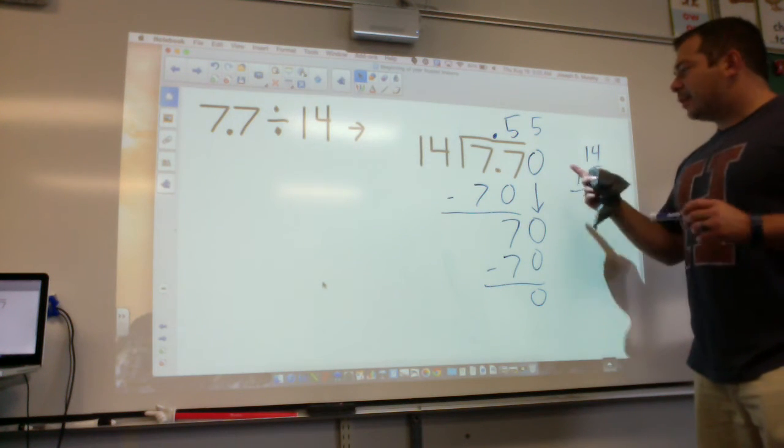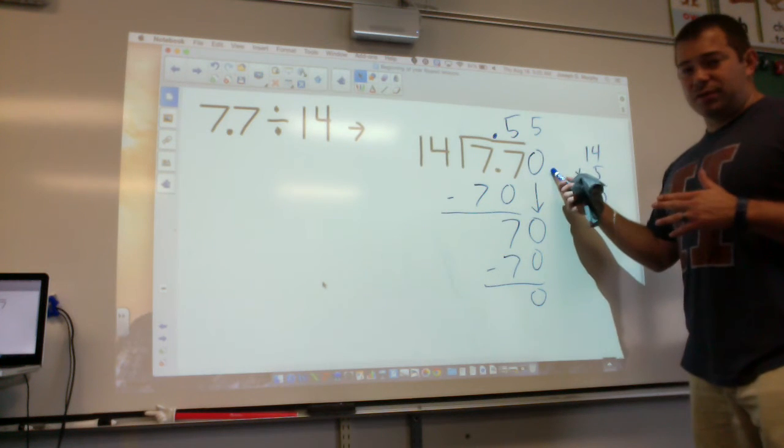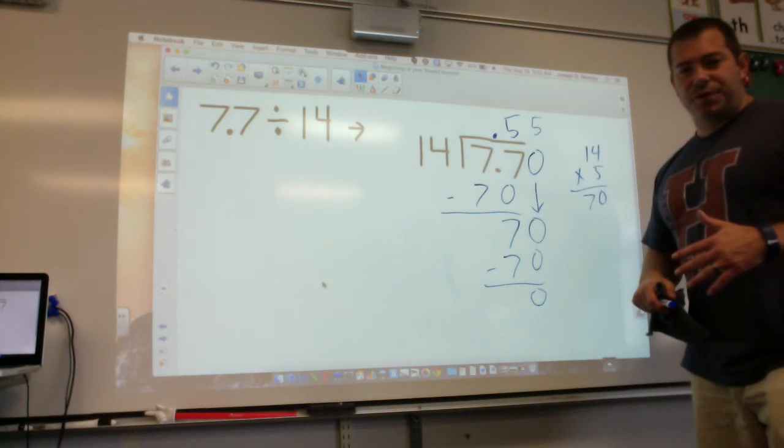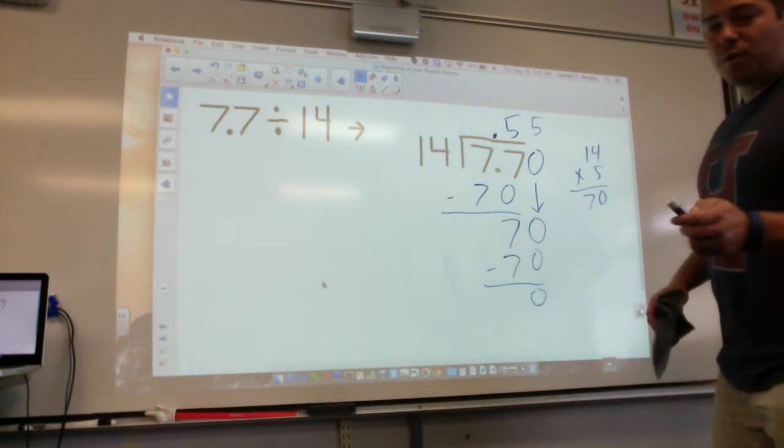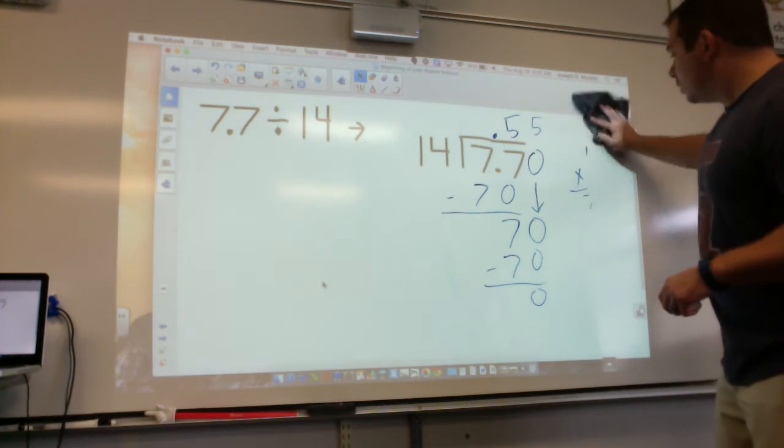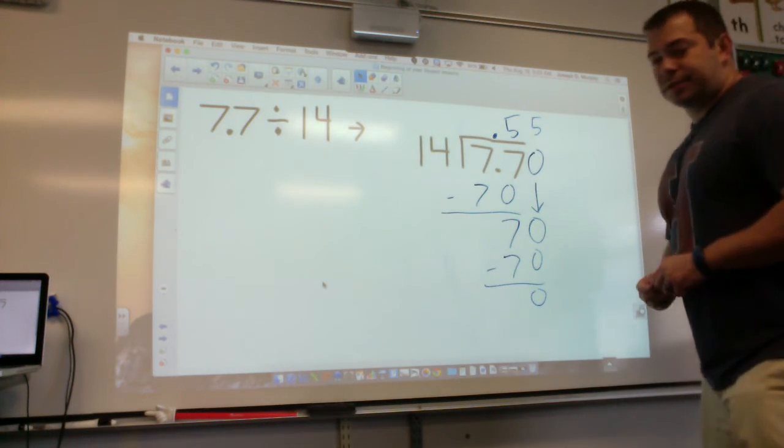It stopped right there. Now, we haven't talked too much about annexing zeros, so that might have thrown a little wrinkle in there for you. But we'll go over that in class if we need to. And there we go. There's the answer.